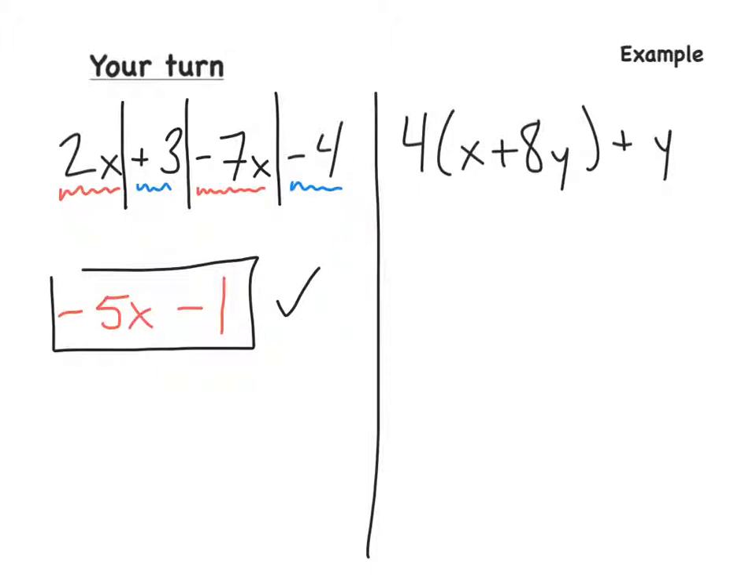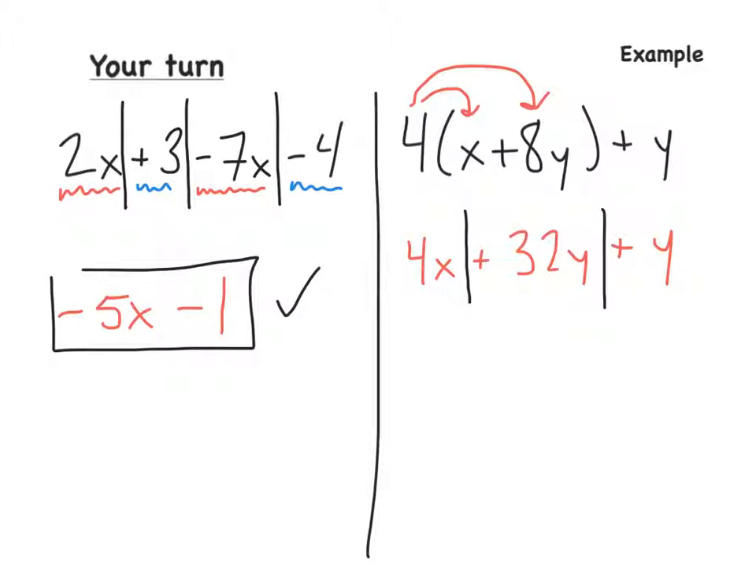Now the second one, remember we are going to be doing some of the distributive property. So 4 times x is equal to 4x. Bring down the sign, plus. What is 4 times 8y? That's 32y. And then when we write the rest of it, so that's plus y. So, we have 3 terms. We have our 4x, plus 32y, and then plus y.